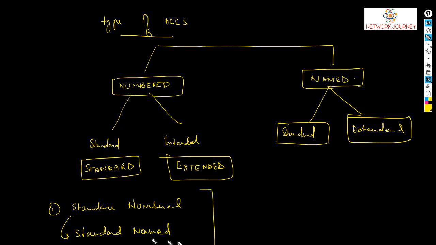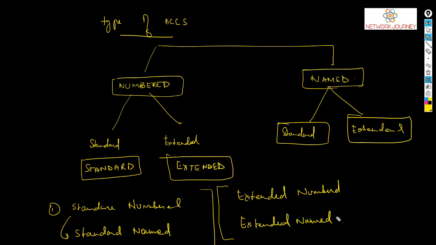Let's say this is one block. On the other side you have extended numbered, and you have extended named. So what is the difference, and how are they similar? In the case of standard, let me tell what standard is first.